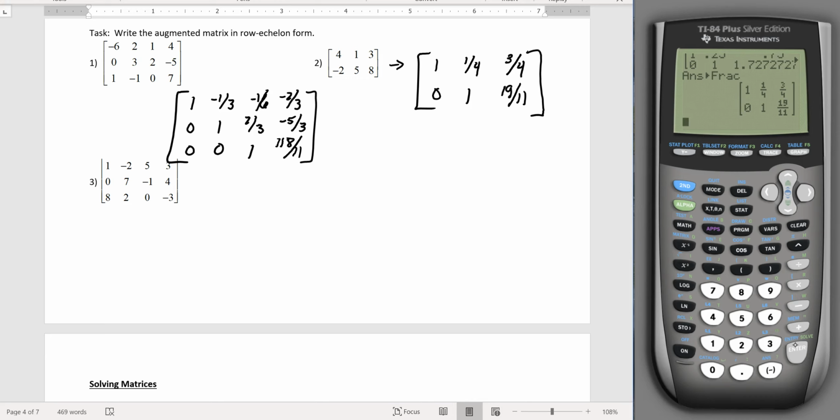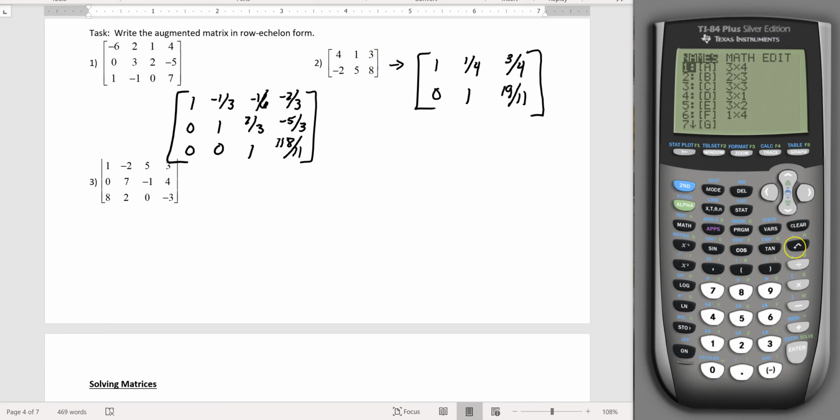All right, let's see how we did. So I'm going to go second matrix. I need to input this matrix, so I'm going to edit matrix A. This is a 3 by 4. Be sure we get that order in correctly. So 1, negative 2, 5, 3, 0, 7, negative 1, 4, 8, 2, 0, and negative 3. Excellent. So second, quit. Second matrix, over to math, down to REF.